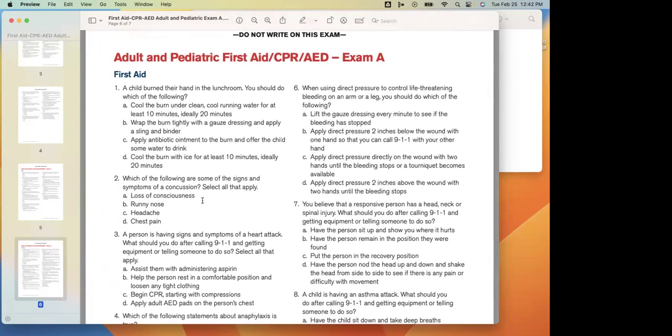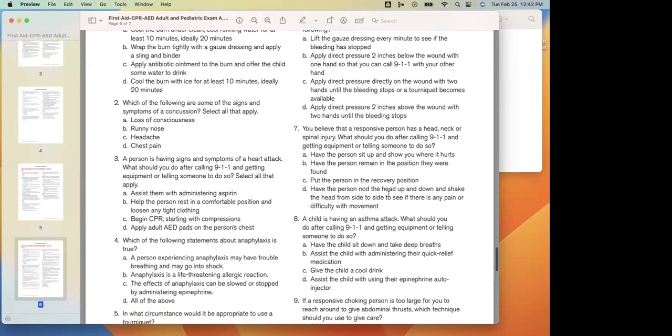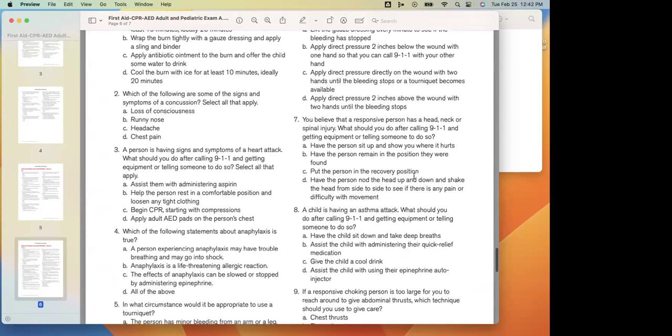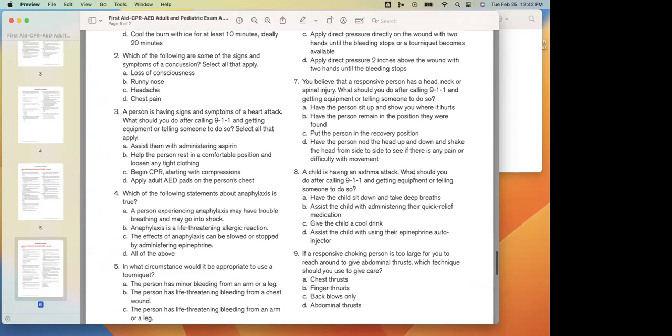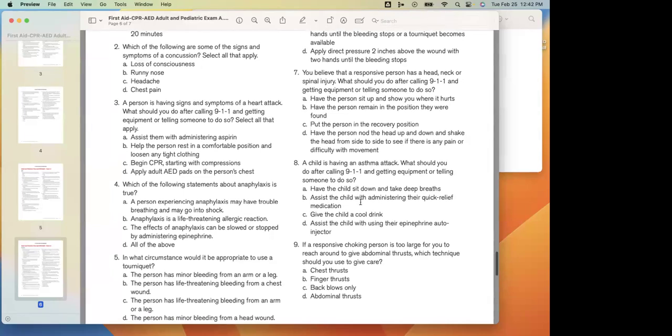Number 6, when using direct pressure to control life-threatening bleeding on an arm or leg, you should do which of the following? Number 7, you believe that a responsive person has a head, neck, or spinal injury. What should you do after calling 911 and getting equipment or telling someone to do so? Number 8, a child is having an asthma attack. What should you do after calling 911 and getting equipment or telling someone to do so?